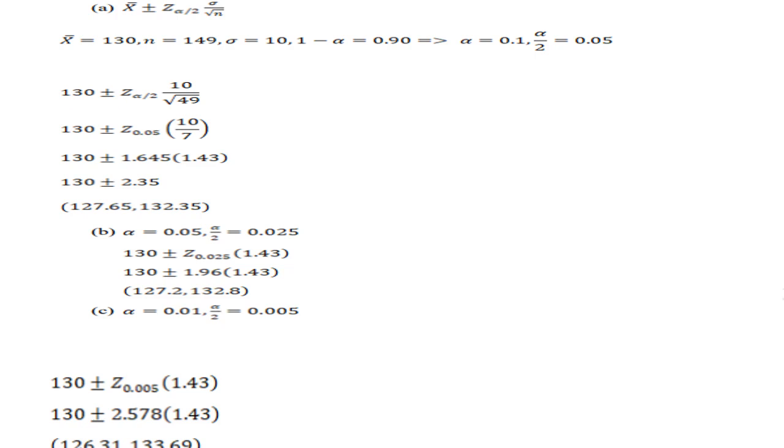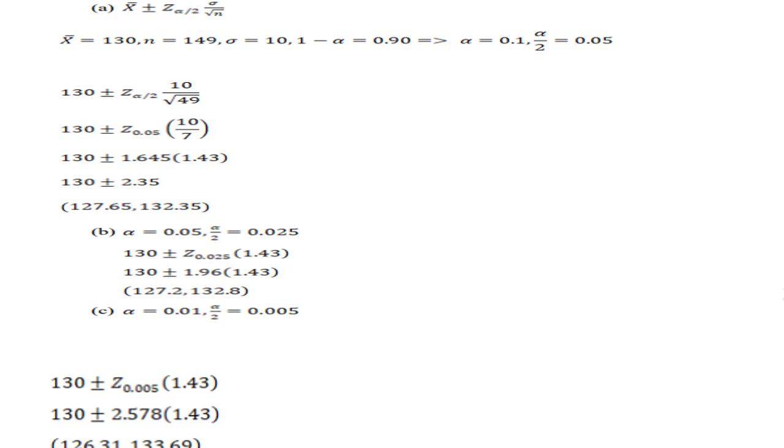So we have 130 plus or minus 1.645. You check this from the standard normal table; that is where we get our 1.645. We go to our standard normal table and check for Z at 0.05. That will give us 1.645. Then 10 divided by 7 gives us 1.43.